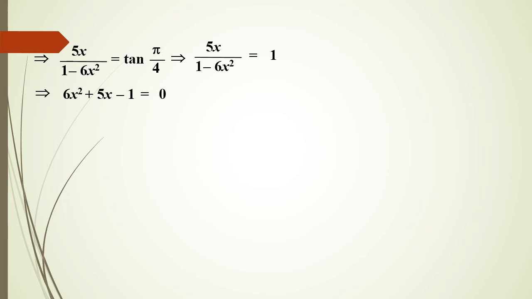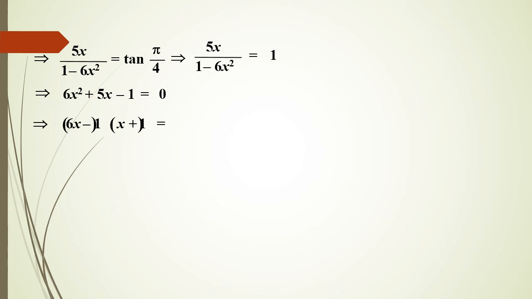This quadratic equation you can simplify by splitting the middle term or by applying the formula. After factorizing, you'll get two factors: one is 6x minus 1, and the other is x plus 1, and this is equal to 0.